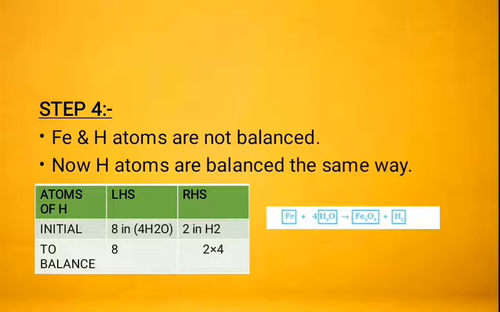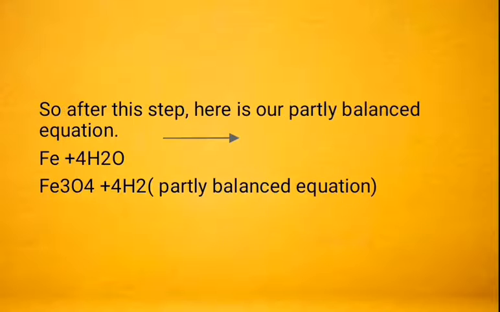Step 4. We now see that Fe and H atoms are not balanced. H atoms are balanced as follows. The initial number of H atoms present in the reactants is 8 in 4H2O, and the initial number of H atoms present in the products is 2 in H2. In order to balance, we need to multiply the product by 4 so that the same number of H atoms, that is 8, is present on both sides of the chemical equation. After step 4, here is our partly balanced chemical equation.